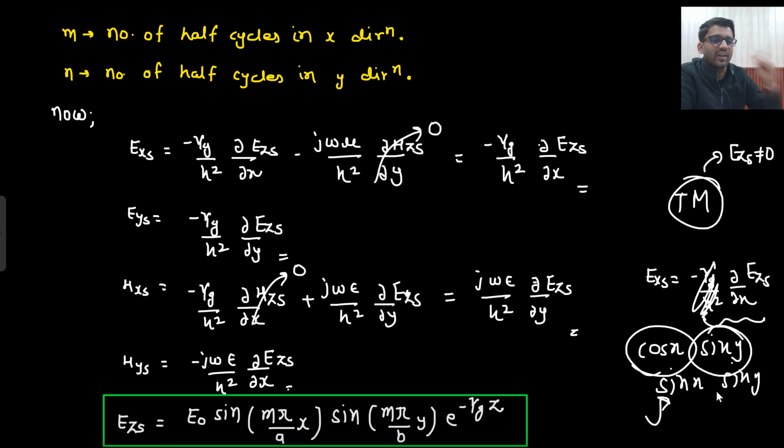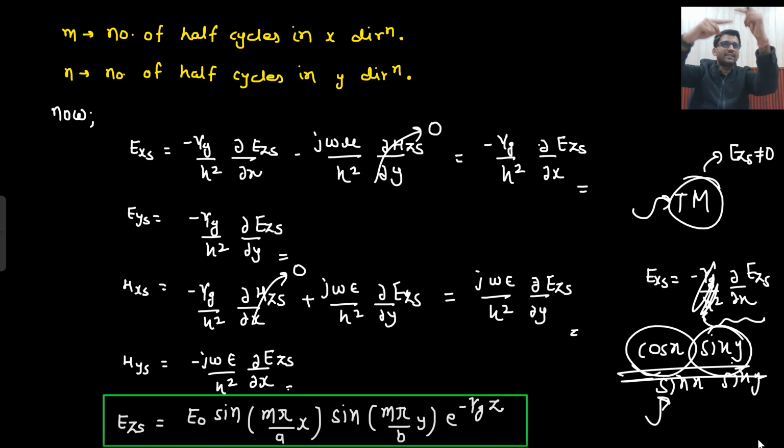If you get confused or if you forget, what is the step? Did you understand what is the step? You will write down EXS, and anyhow you get to know that it is transverse magnetic mode. If it is transverse magnetic mode, that means certainly EZS is non-zero. If it is non-zero, then what will be my EXS? That expression I know, minus gamma upon h square del by del x EZS. Now EZ I know is sin x, sin y. So if I differentiate with respect to x, this will be cos x, sin y. So my EX is a function of cos x, sin y.